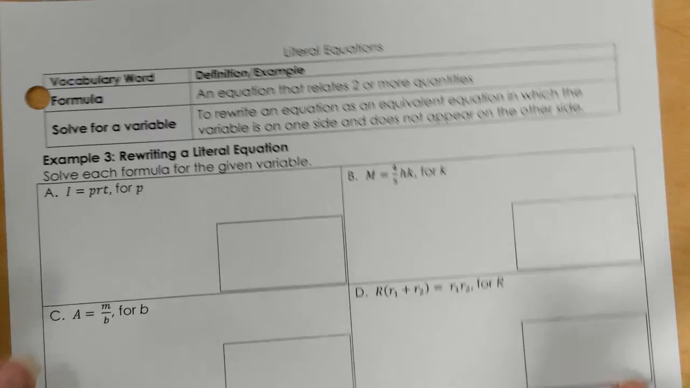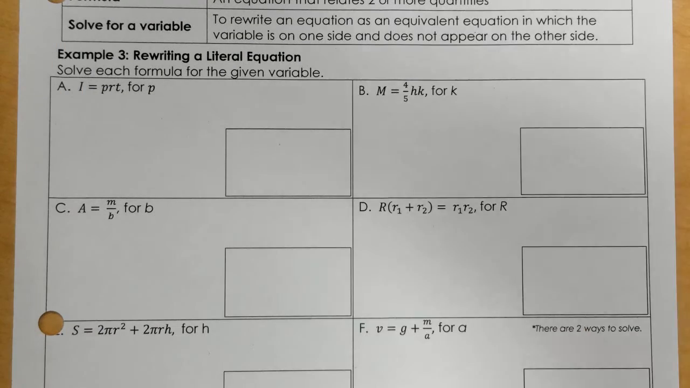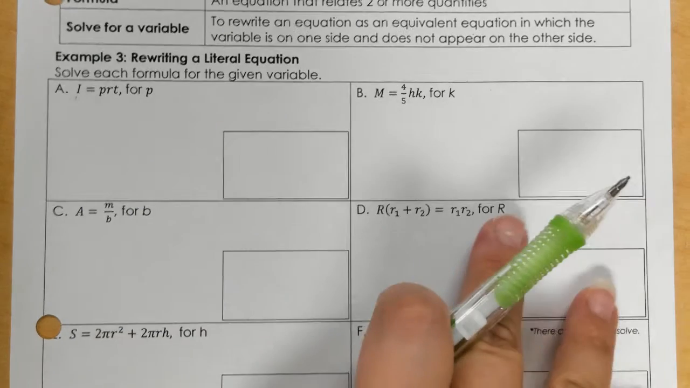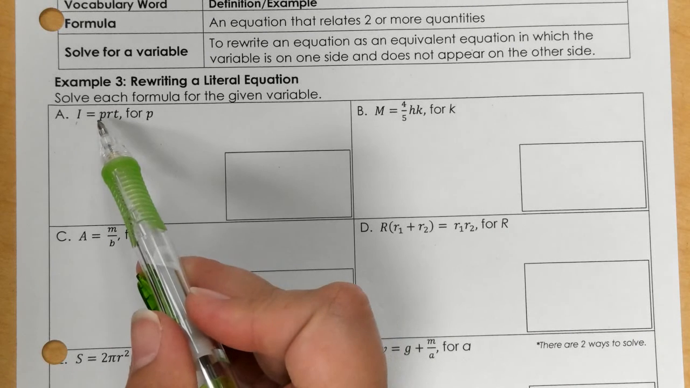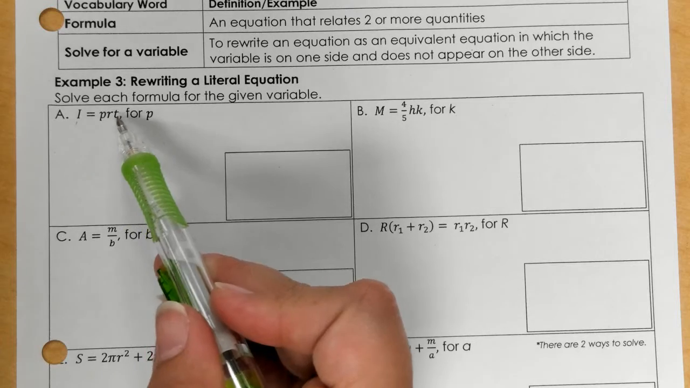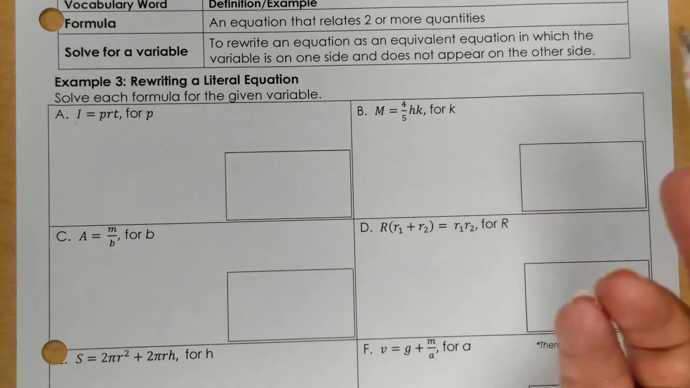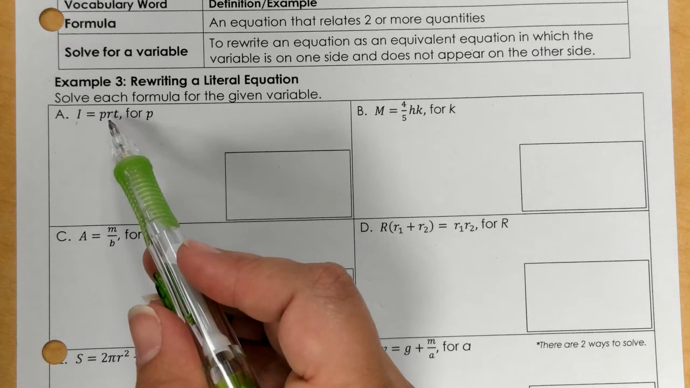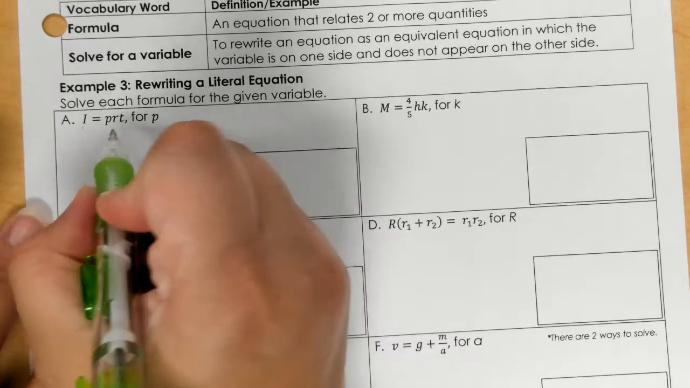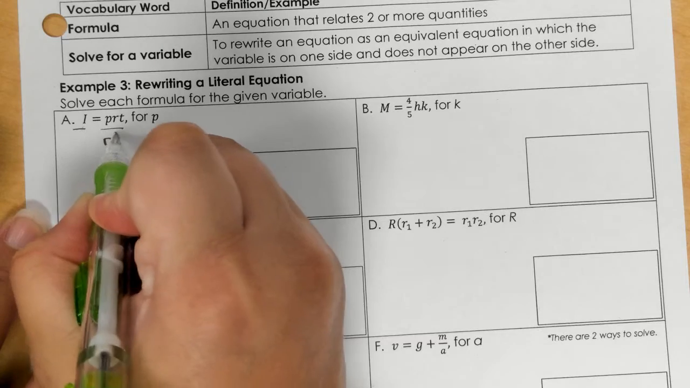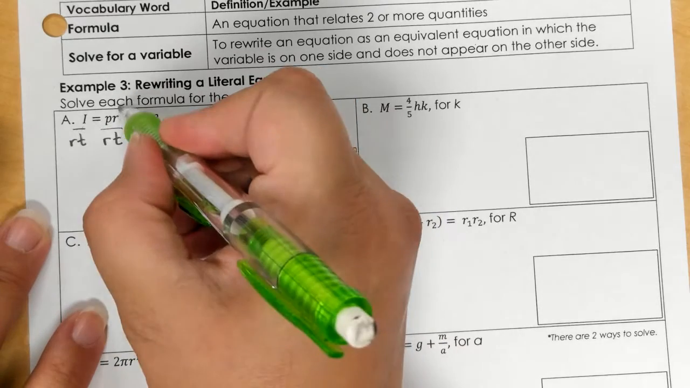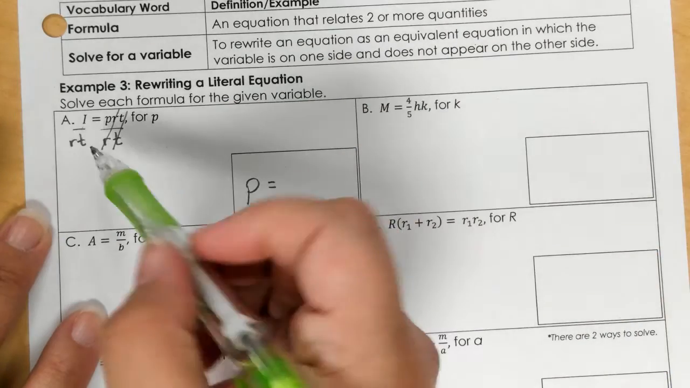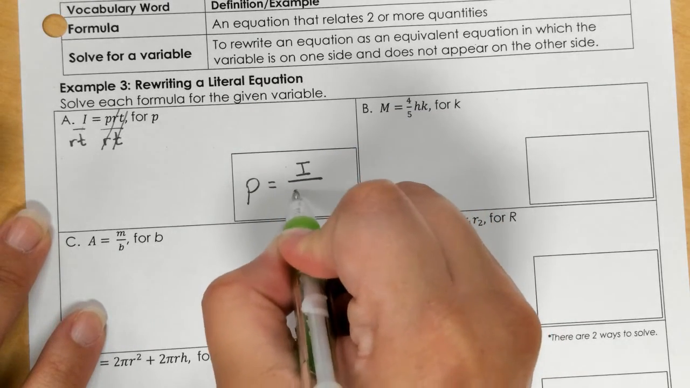So if you look in general at all the problems listed here, you can see that it already has a variable by itself, like I is by itself or A is by itself. But let's say I want to solve for P. How would I get P by itself when I have RT next to it? What we do is the opposite. This is P times R times T. If I'm multiplying something, the opposite would be to divide. So on both sides, I'm going to divide by RT. Those R's and T's cancel, leaving me with P, and that would equal I over RT.